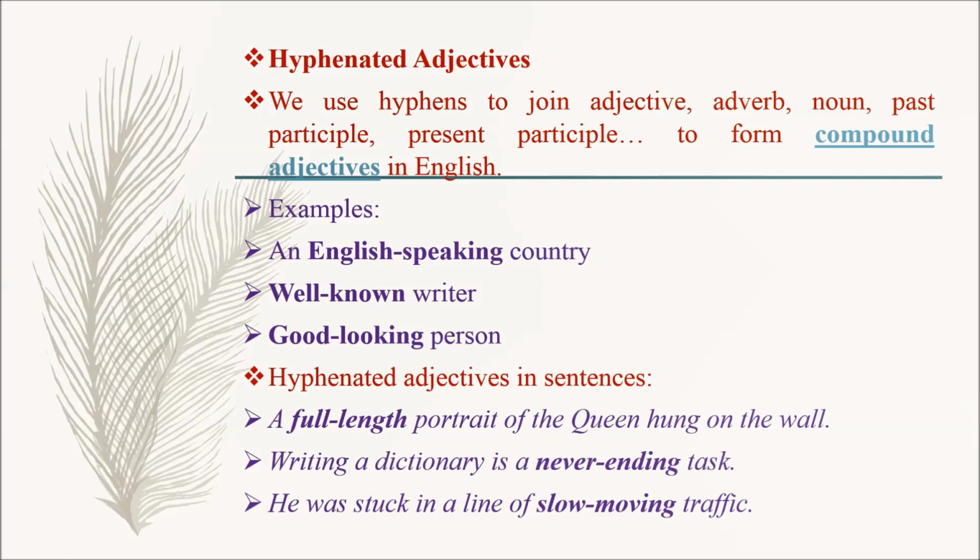Next, let's see hyphenated adjectives in sentences. Example sentences: A full-length portrait of the Queen hangs on the wall. Writing a dictionary is a never-ending task. He was stuck in a line of slow-moving traffic.